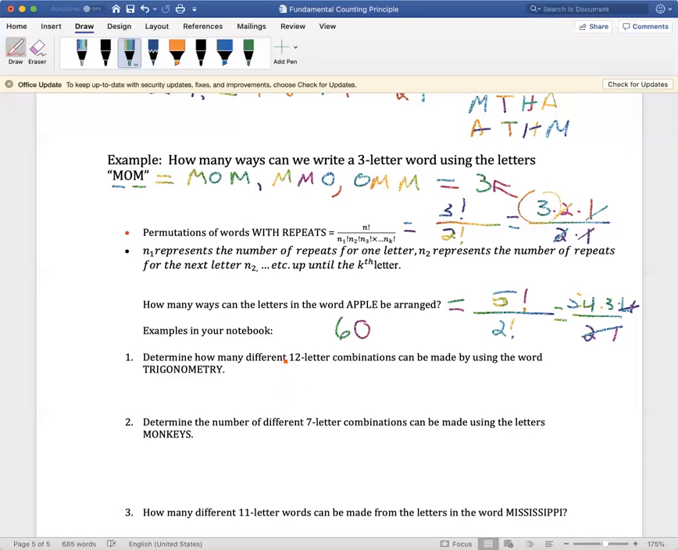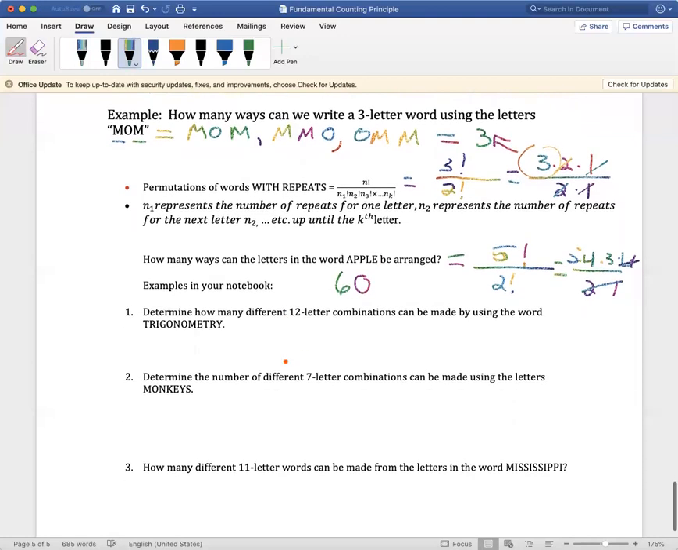Okay, so here's 3 more examples for you. I'm going to give you guys a minute to read this. All right, let's try this one. Determine how many different 12-letter combinations can be made by using the word trigonometry.